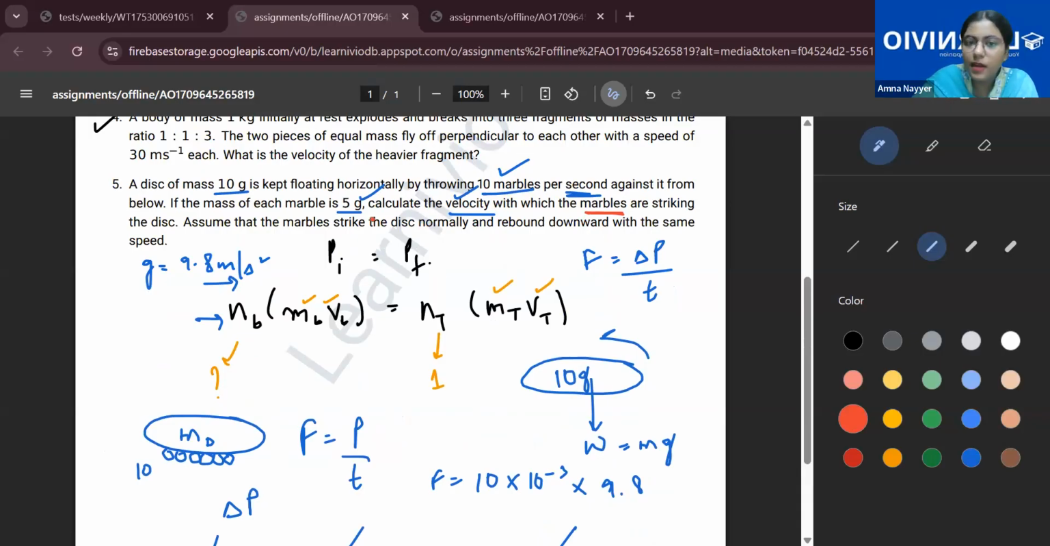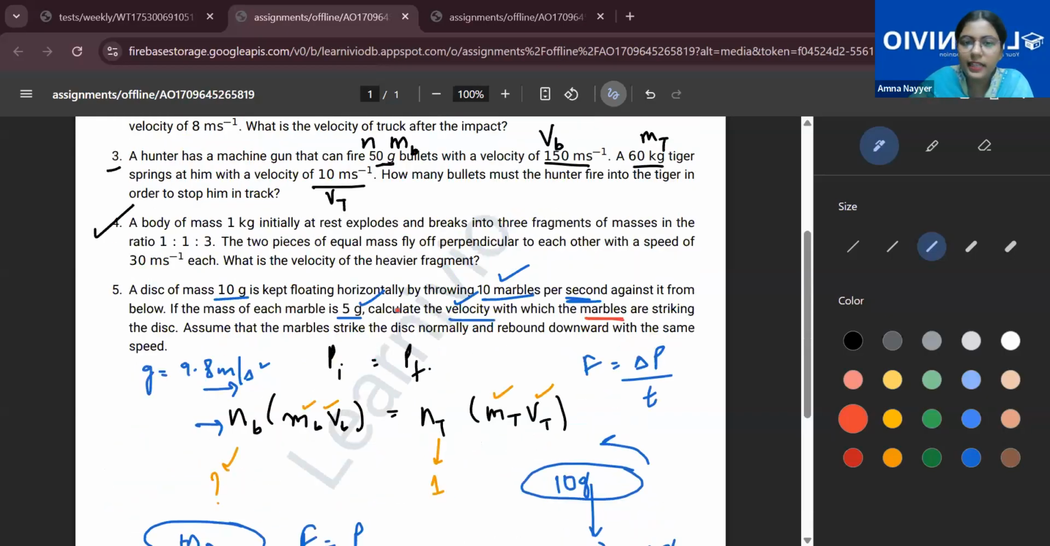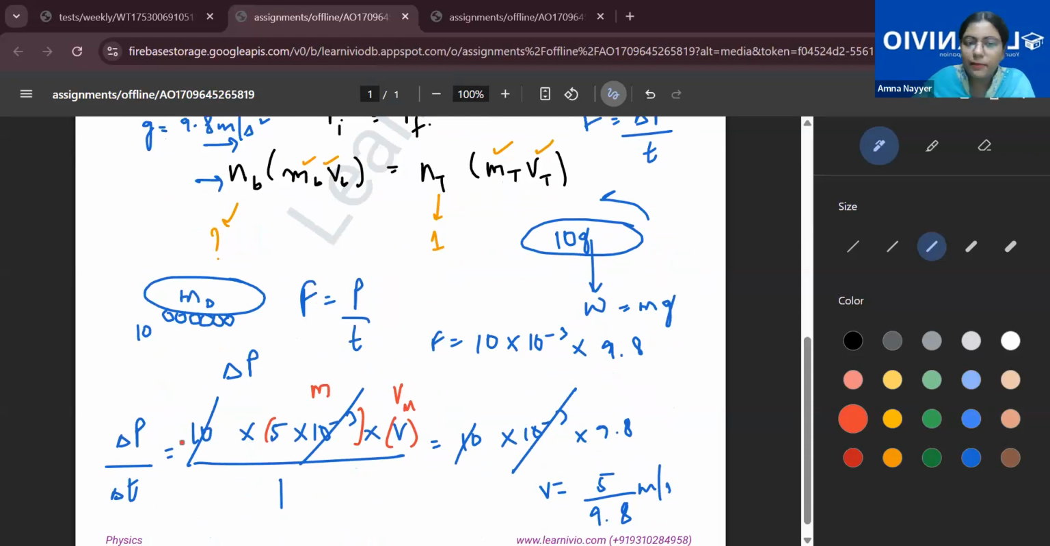So what's the mass of a marble? 5 into 10 to the power minus 3. So I've written the mass of the marble. Okay. Now this is the velocity of the marble. So this is its momentum for one marble. Now the question says there are 10 such marbles. So if for one, won't you multiply it by 10 to get the momentum of all the 10 marbles? So this is the total momentum: number of marbles into mass into velocity.